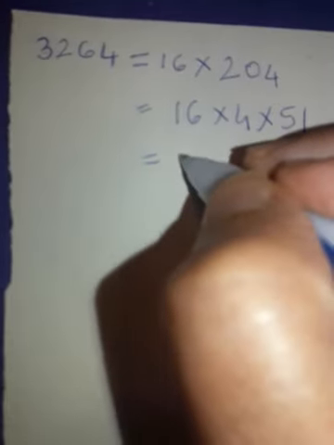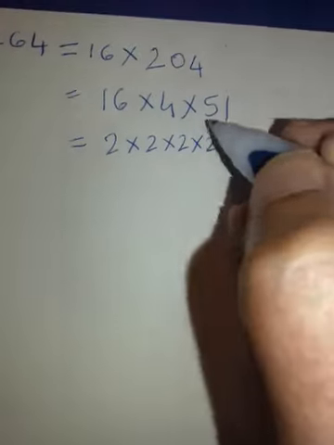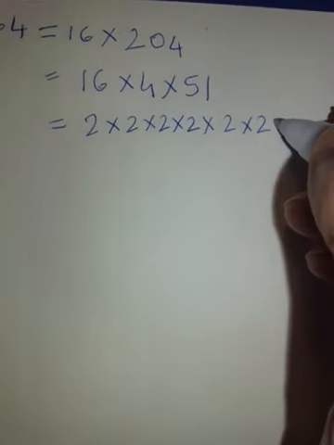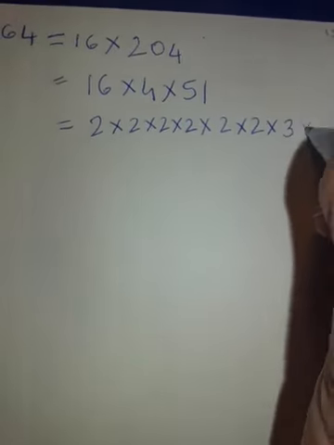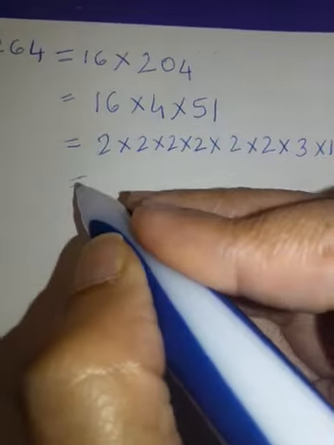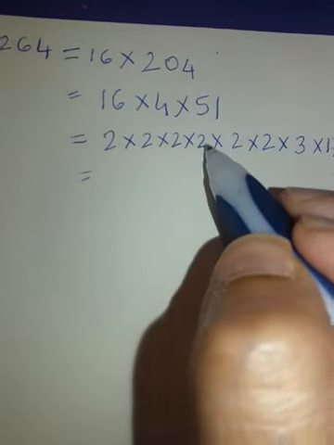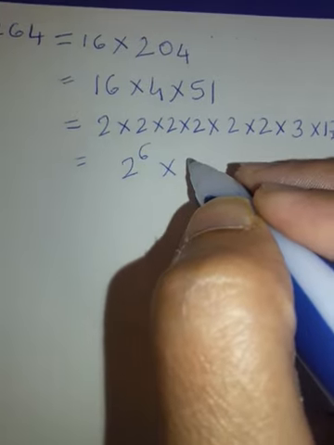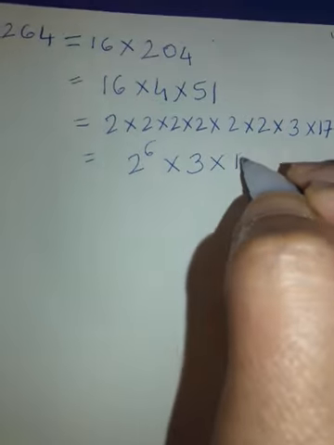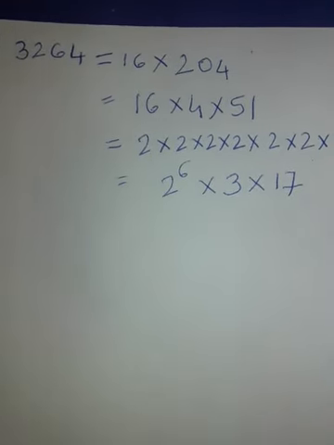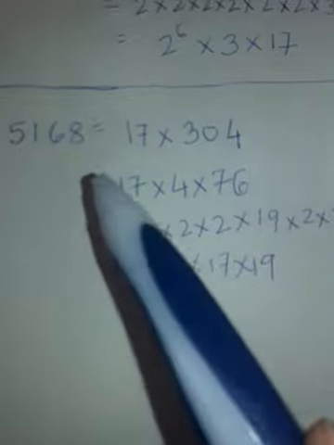What is 16? 16 is 2 into 2 into 2 into 2. 4 is 2 into 2 and 51 is 17 3s. So my prime factors are ready. How many times 2? 1, 2, 3, 4, 5, 6. So it is 2 raised to 6 into 3 into 17. Within a few seconds, my factors are ready. Let's take one more number.